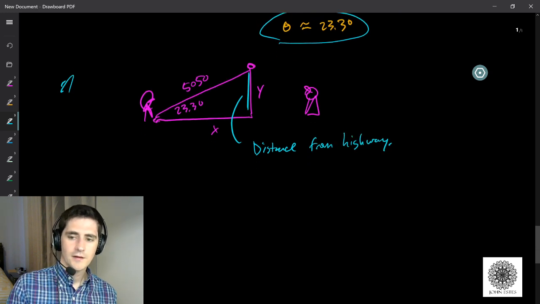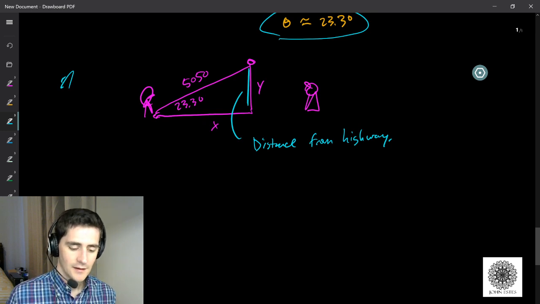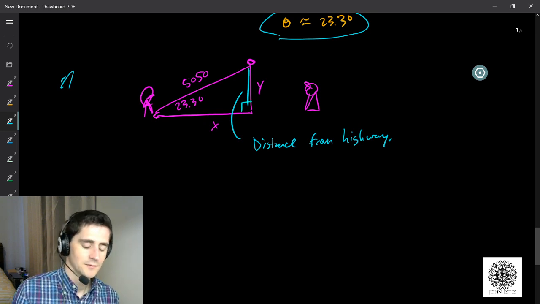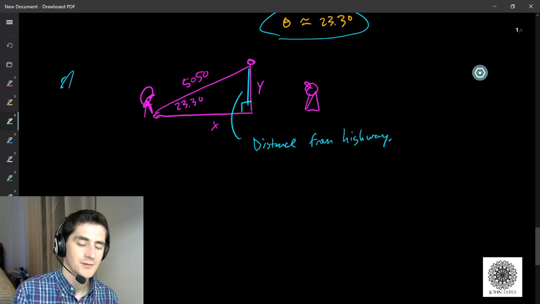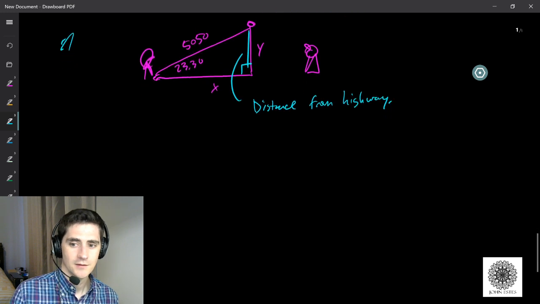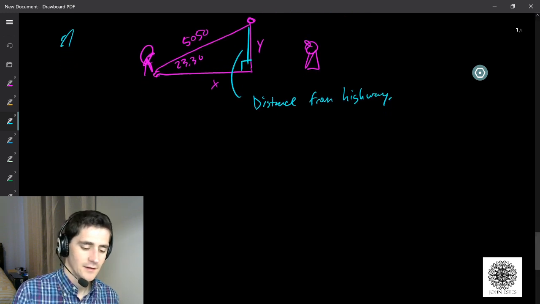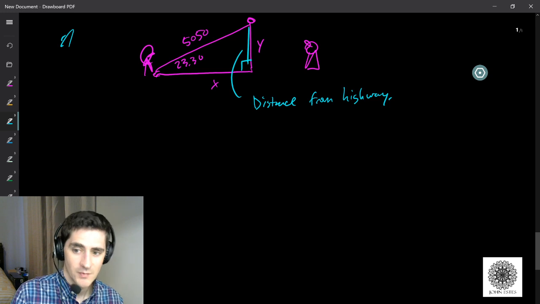Okay, so can I figure out how to do that? Well, now I have a right triangle, and so to solve for y, I just think, okay, well, I know the hypotenuse. I just need opposite over adjacent. I mean, I'm sorry, opposite over hypotenuse, right? So to find the x value, I could use adjacent over hypotenuse.